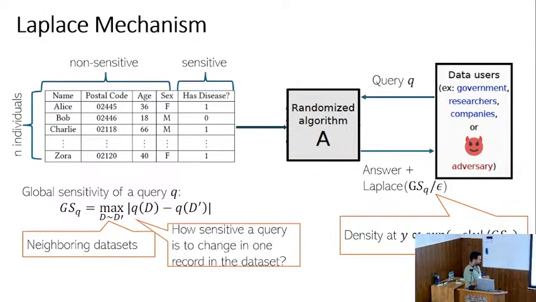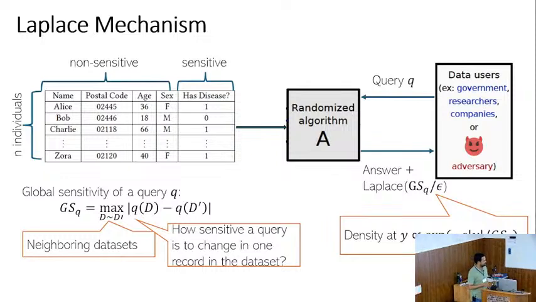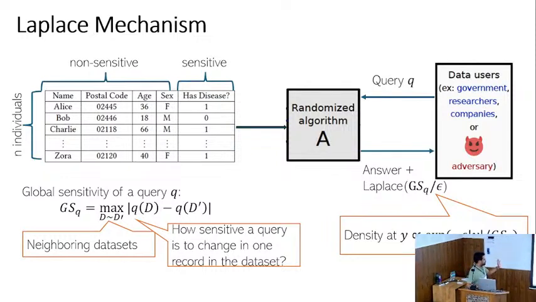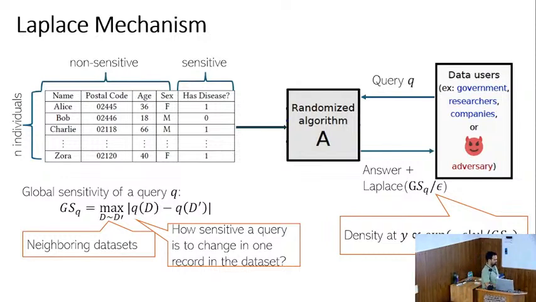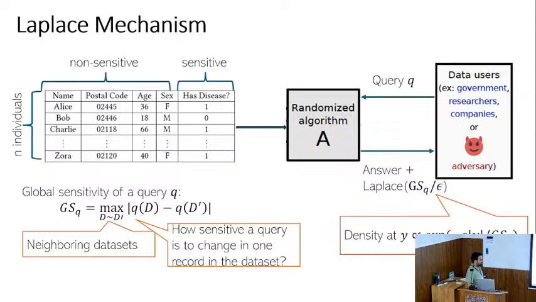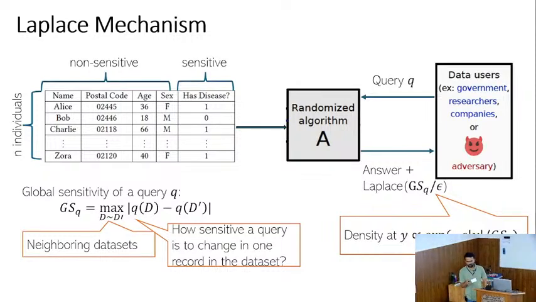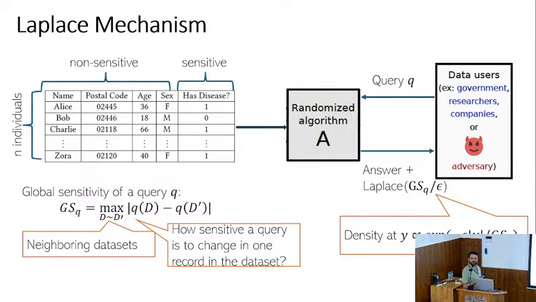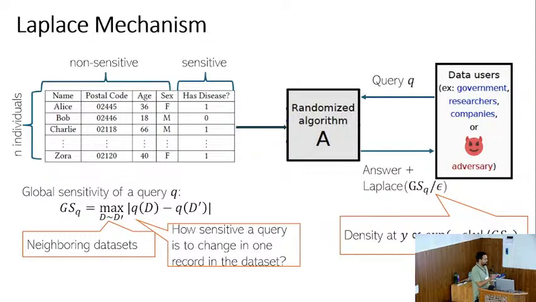This is how sensitive a query is to a change in one record in the dataset. The global sensitivity of Q characterizes the sensitivity of a query to only one change in the dataset. So this is our mechanism now. Given a query Q, whatever the true answer is, the algorithm adds Laplace noise drawn from the Laplace distribution with scale global sensitivity divided by epsilon. This is our Laplace mechanism.